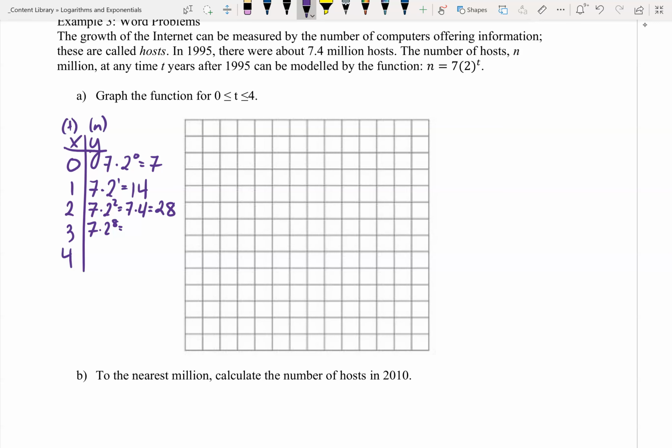Our next one is 7 times 2 to the power of 3, which is 7 times 8, and that's 56. And lastly, 7 times 2 to the power of 4, which is 7 times 16. This is equal to 112. Now I'm going to go ahead and draw in my x and y axes and label it accordingly so I can graph those points.